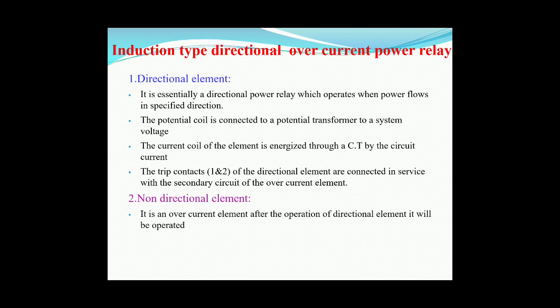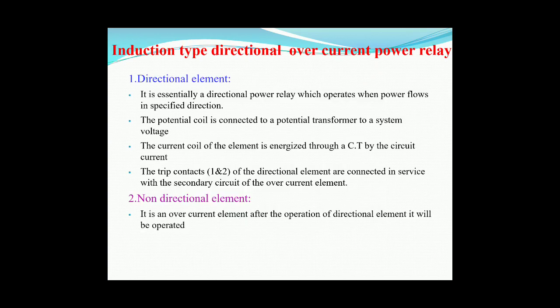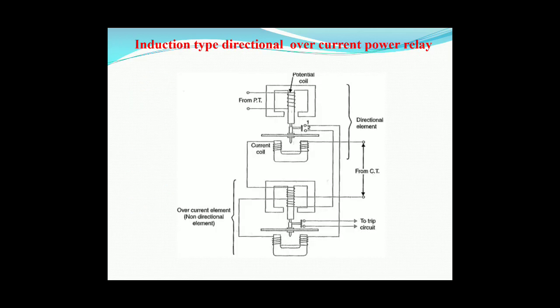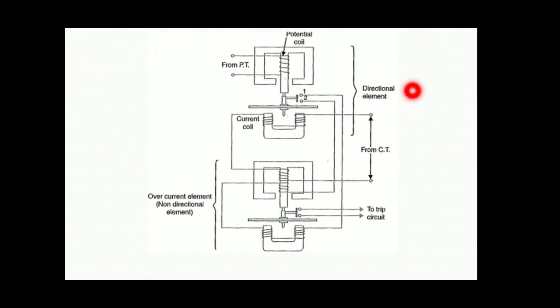This is the overall operation of an induction type directional overcurrent power relay. This is the overall constructional diagram. It consists of two elements. The first one is the directional element and the second one is the overcurrent element, and it also operates as a non-directional overcurrent relay. The directional element is the same as that of an induction type power relay.